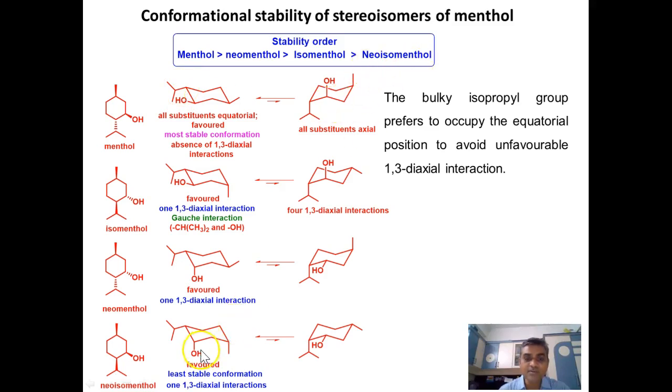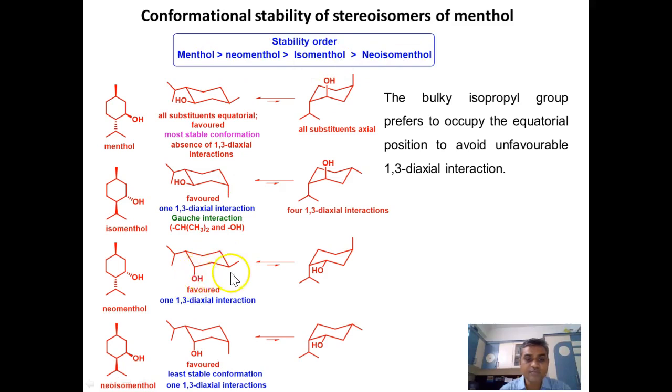Neo-isomenthol is the least stable because there are 1,3-diaxial interactions between two bulkier substituents, OH as well as methyl, and therefore it is the least stable. Now, among these two, there is one axial CH3 as well as OH, but isomenthol is unstable compared to neomenthol because there are gauche interactions, and because of these gauche interactions as well as 1,3-diaxial interactions, it is at the third position as far as the stability order is concerned.